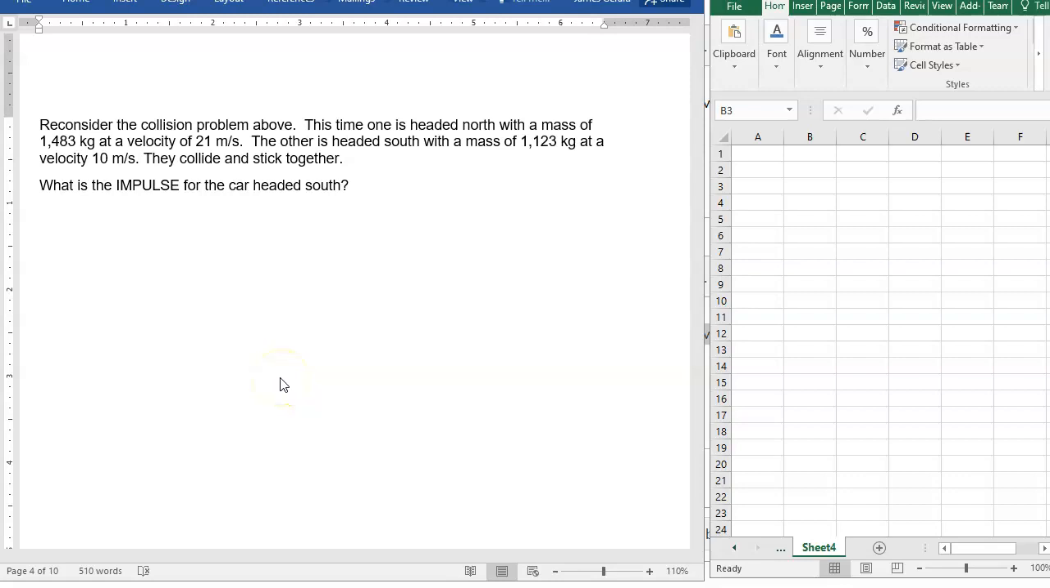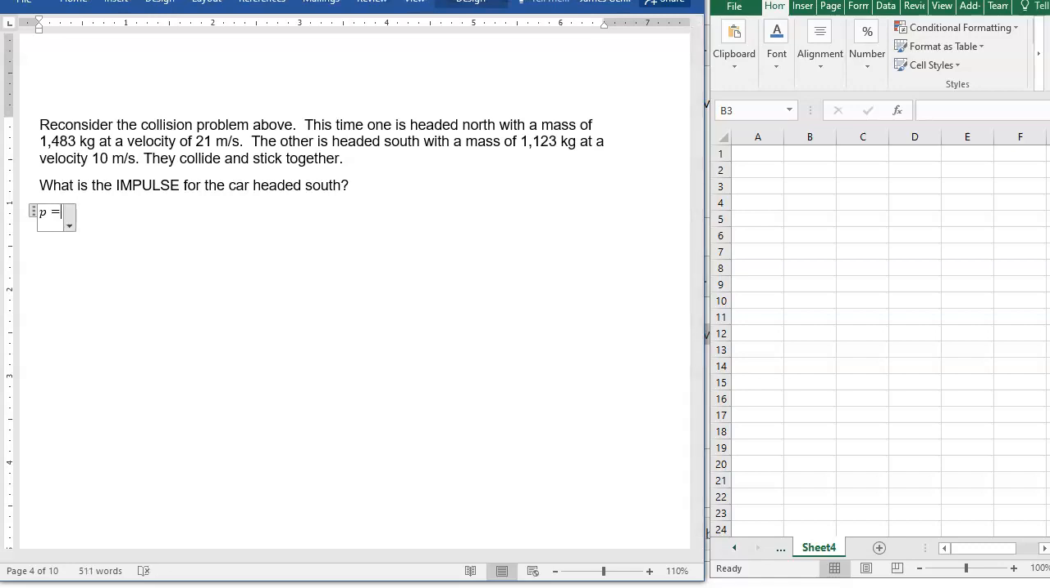In this problem, again, we have a car headed north and a car headed south. They collide and they stick together. And the question is, what is the impulse for the car headed south? Remember, impulse is change in momentum. So let's go through what we did with the prior problem and let's calculate the total momentum.